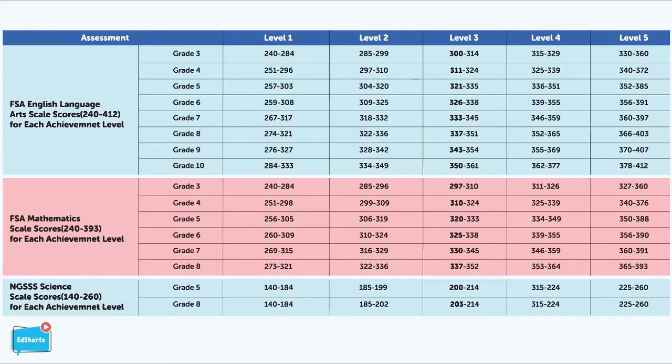Level 3 is satisfactory. Students here may need additional support for the next grade. Level 4 is proficient. Students in this group are likely to excel in the next grade. Level 5 is mastery. Students in this category are highly likely to excel in the next grade. The lowest score in Level 3 is the passing score for each grade level and subject.